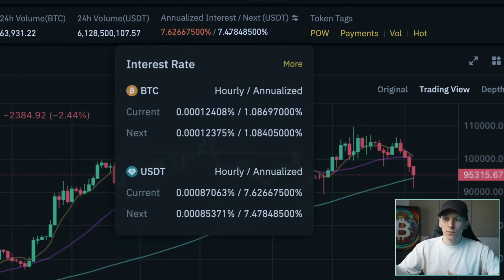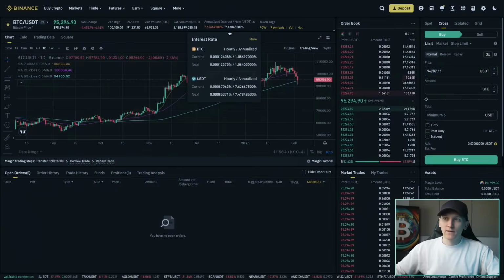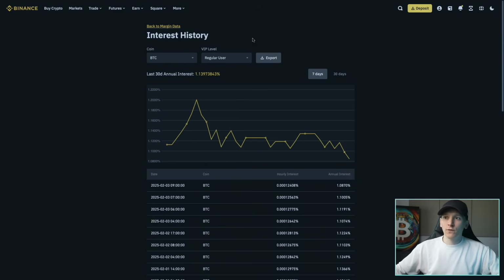So for right now, if I want to borrow USDT, I have to pay 7.6%. For Bitcoin, I'm paying 1%. That's an annualized figure, but it's exchanged hourly, so you can work that out. So that is going to be different for each pair and dependent on supply and demand. If you go down to this more here and click this, it takes you through to the interest history. So you can see the history of the two assets that you're trading and what it usually comes out at. You have to factor that into your trading, but that's the interest that you're going to be paying.